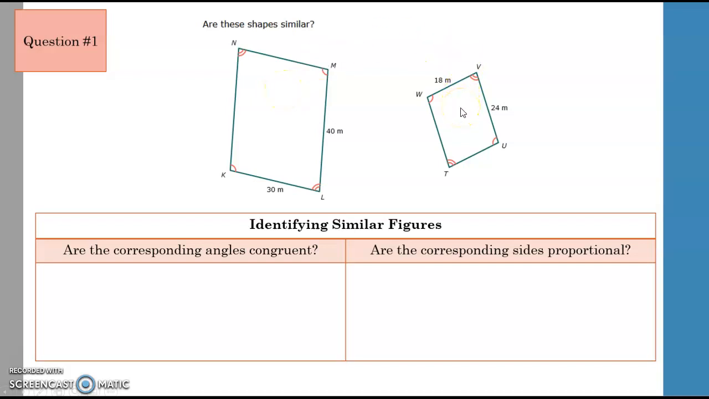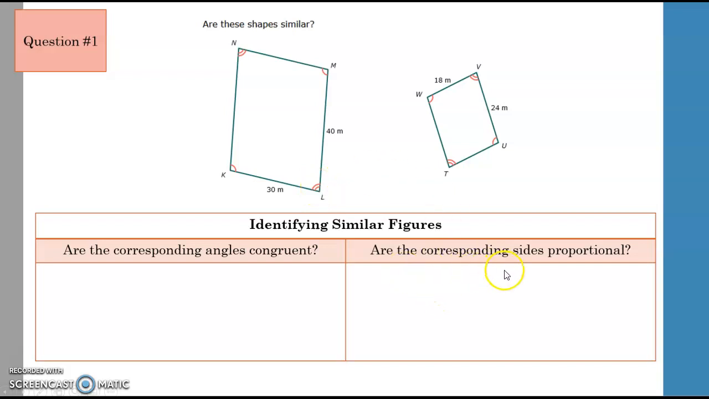Remember, we don't have measurements for the angles for this particular problem, but we can tell, for example, that angle M is congruent to angle W. They both have the same measure because they both have a single curved line. Likewise, angle N is congruent to angle V because they have 2 curved lines. So that's how we're going to be able to tell if the corresponding angles are congruent. We're going to match the angles up and make sure they have the same number of curved lines.